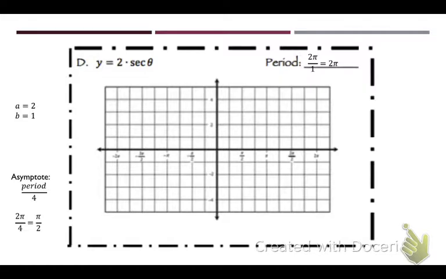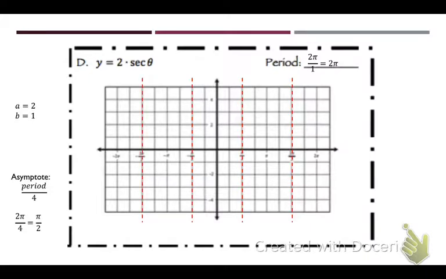pi over 2. Now, since secant is the opposite of cosine, cosine starts at your amplitude, secant is not going to have an asymptote at 0. We're going to go over pi over 2, draw our asymptote right there, go negative pi over 2, draw that asymptote, then at 3 pi over 2, and at negative 3 pi over 2.